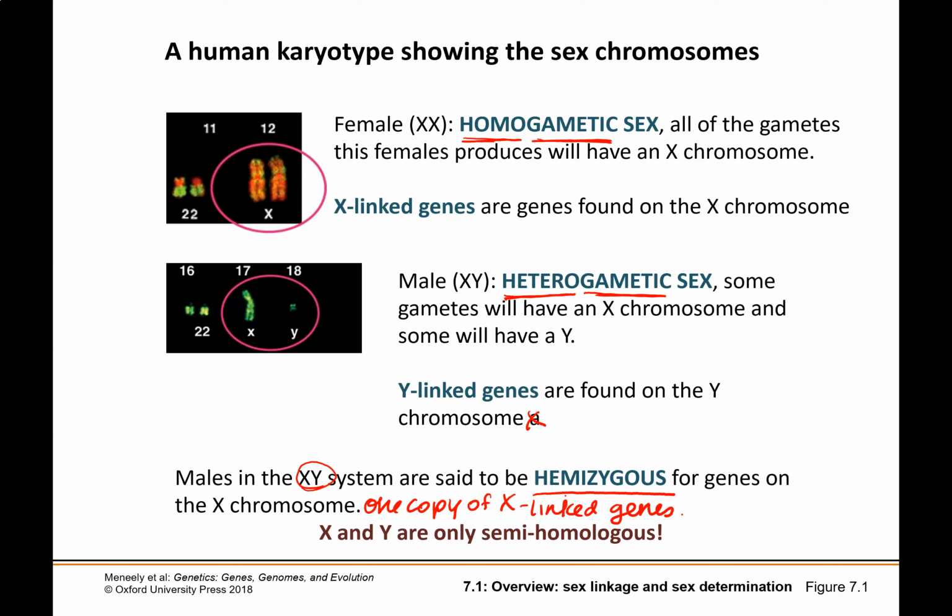So we say that males are hemizygous. This means that anything that shows up on the X chromosome only has 1 copy. Now, X and Y are only semi-homologous.